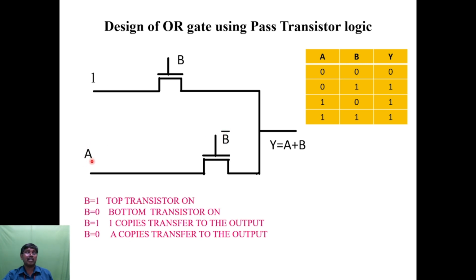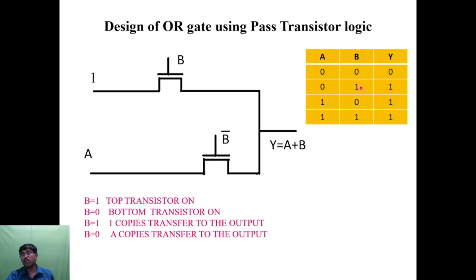Here I am assigning A. Suppose A is equal to 0, it means that 0 will be transferred. Suppose A is equal to 1, it means 1 will be transferred, or copied, to the output Y. Now next we will see another combination.